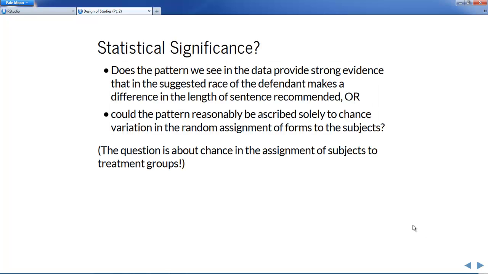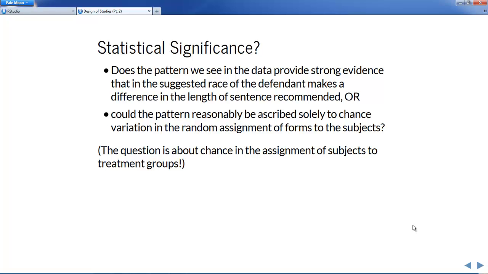Again, the question of statistical significance raises itself. Does the pattern we see in the data provide strong evidence that the suggested race of the defendant makes a difference in the length of sentence recommended, or could the pattern reasonably be ascribed just to chance variation in the random assignment of forms to the subjects? Note that this time the question is about chance in the assignment of subjects to treatment groups.